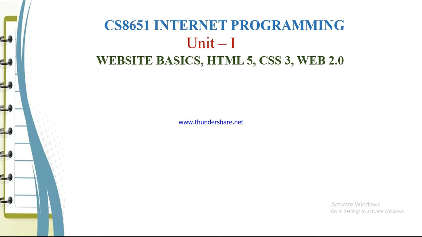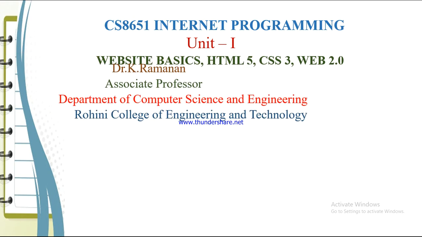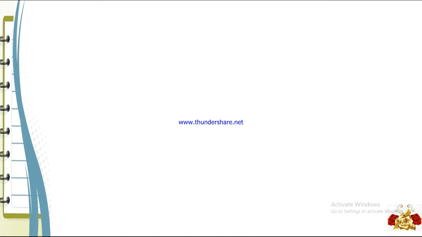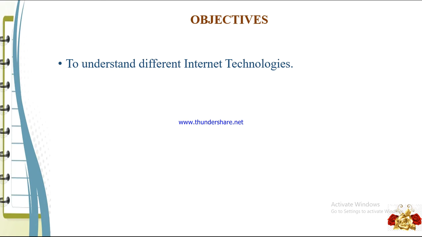In this Internet Programming subject, the first unit is website basics like HTML and CSS, Web 2.0. First, I am going to explain the objective of this Internet Programming. What is the main objective of this subject? To understand different Internet technologies. Through this subject you have to learn about different Internet technologies, and to learn Java specific web service architecture.